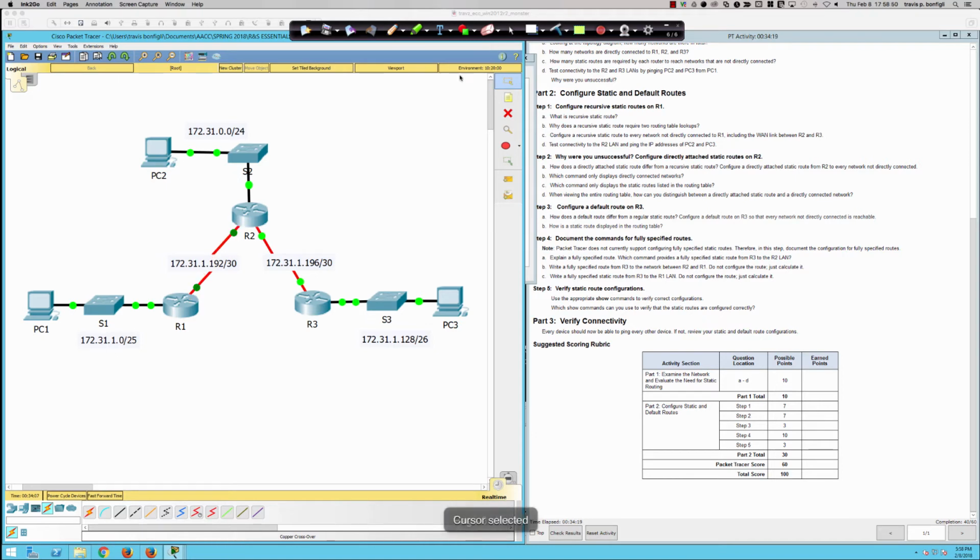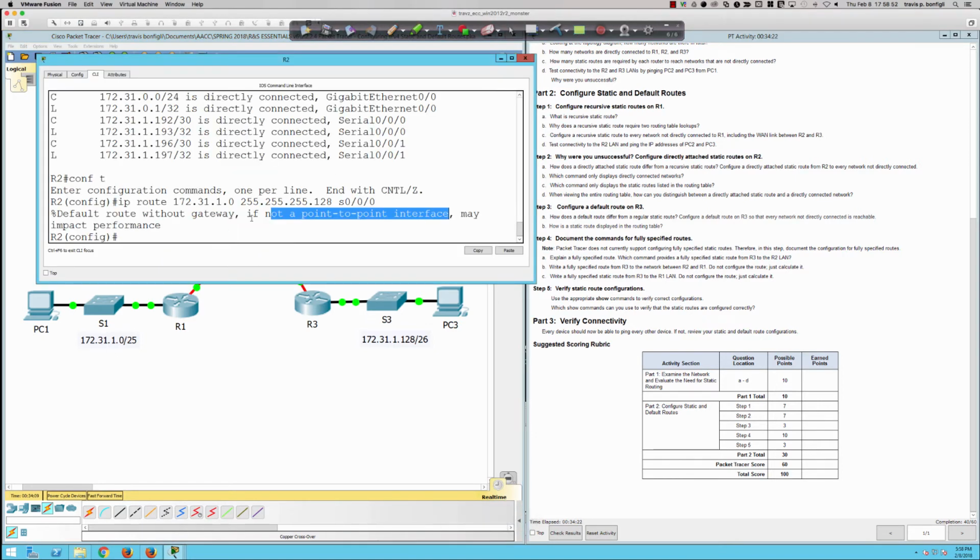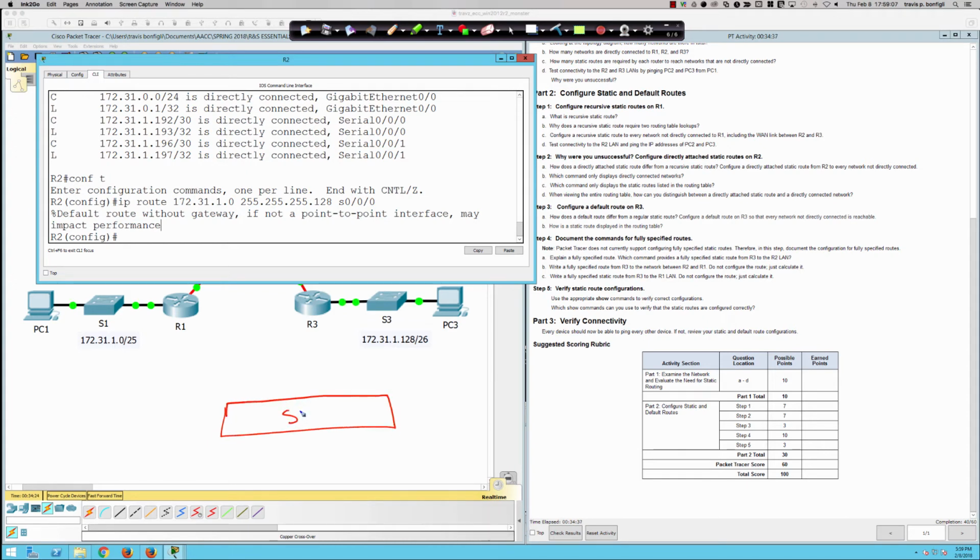To pull the error message back up here, and what was I on, router 2? It says, if not a point-to-point interface, may impact performance. So you might be asking yourself, why would that impact performance? Well, let's do this. Let's say I've got a 48 port switch here. Switch number 2. I'm just throwing a switch in there. You've got all these ports on this switch, and let's say that we've got all these routers connected into this switch. This is not unreasonable to see, right?